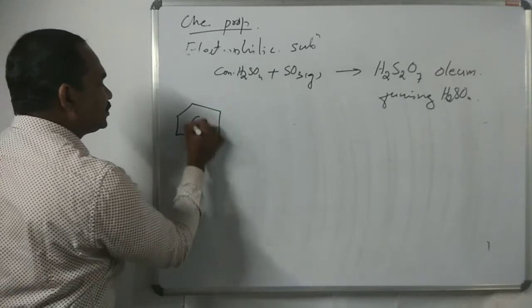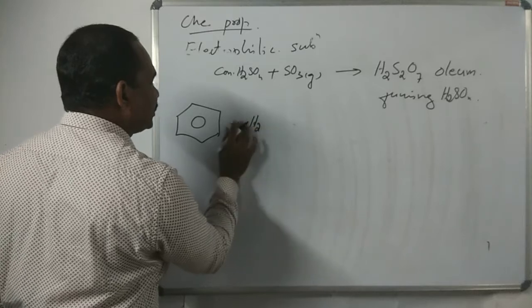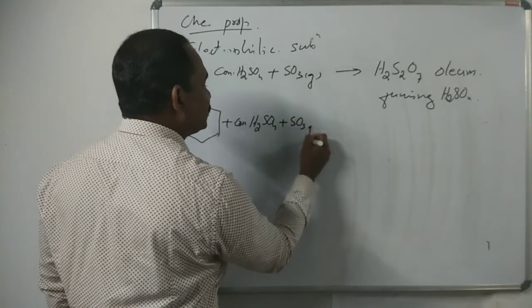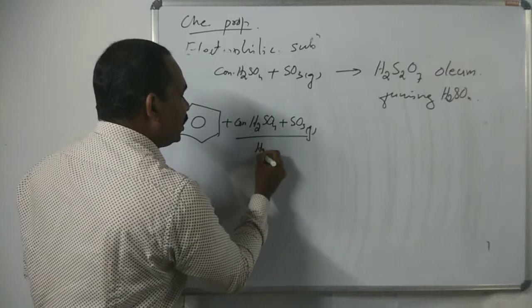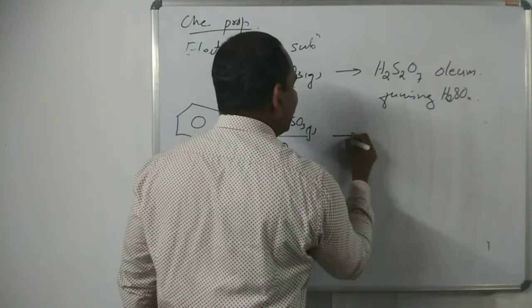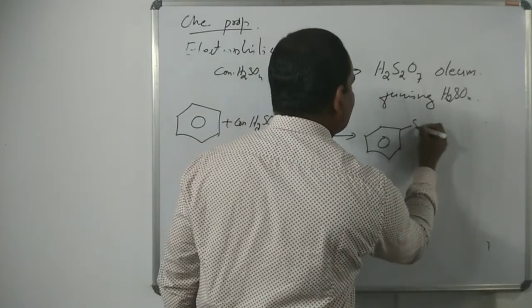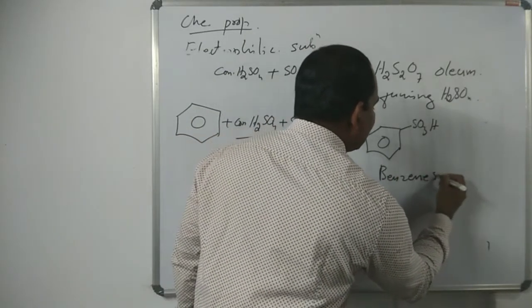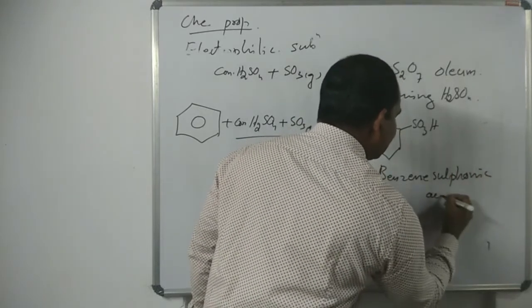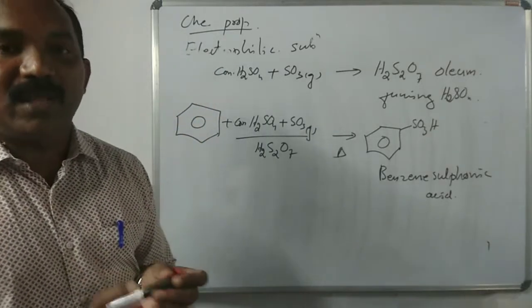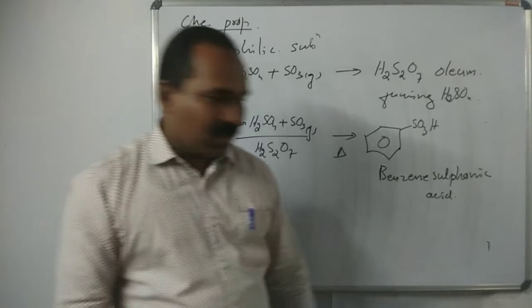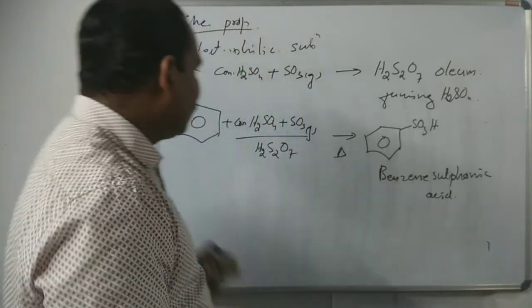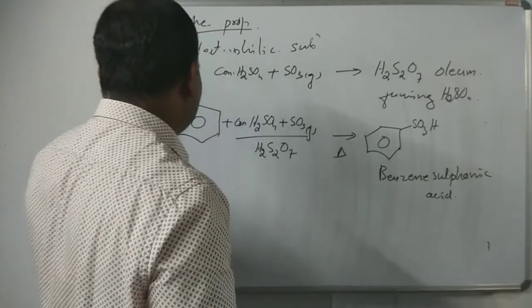When benzene is heated with concentrated H2SO4 plus SO3 gas, or you can take H2S2O7, we get benzene sulfonic acid, C6H5SO3H. A very important reaction, sulfonation of benzene, an electrophilic substitution. Next one is the Friedel-Crafts reaction. The last one is the Friedel-Crafts reaction.